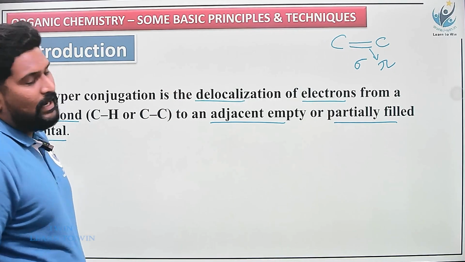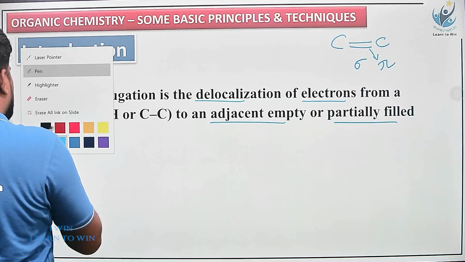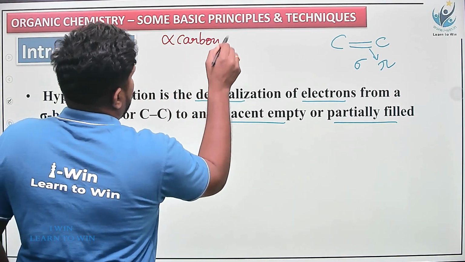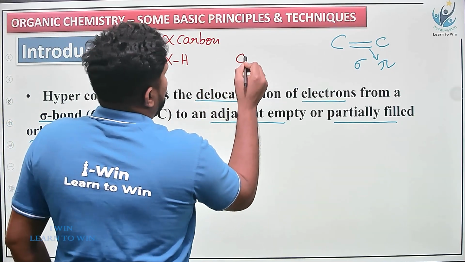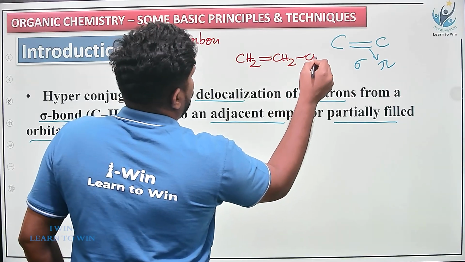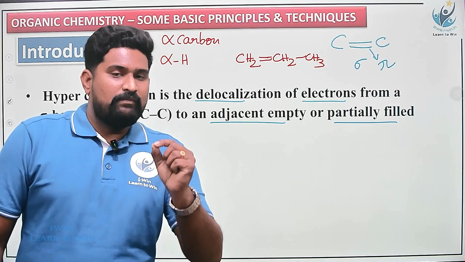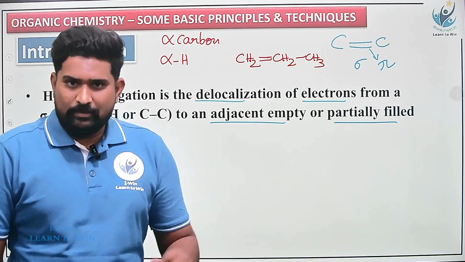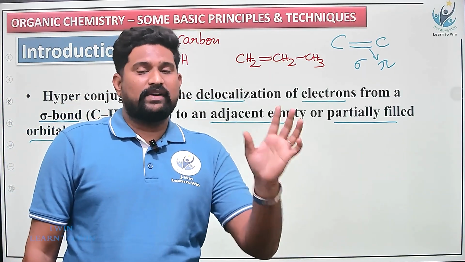Now, my dear students, I need to also explain another term for this topic, that is alpha carbon. What is alpha carbon? And what is alpha hydrogen? Now see here, there is CH2 double bond CH, bond CH3. The alpha carbon is the carbon which is attached to the adjacent functional group. Let me repeat again: the alpha carbon is the carbon which is attached to the adjacent functional group.